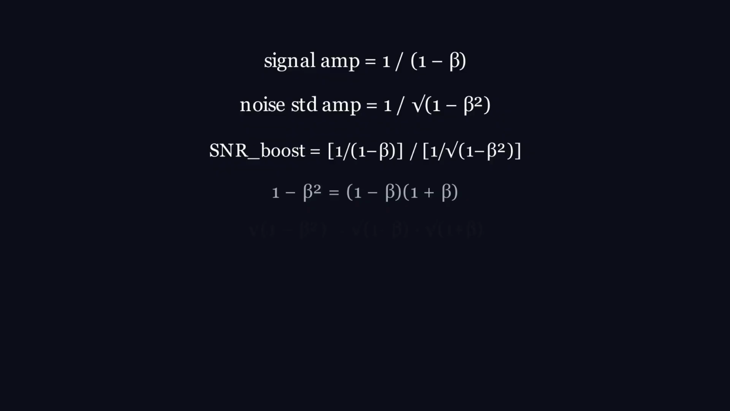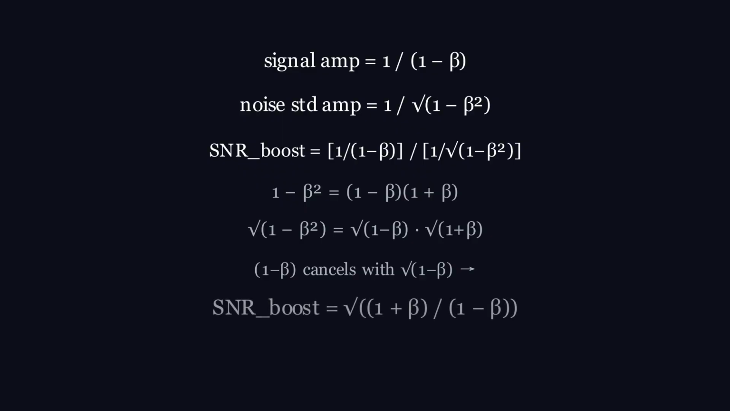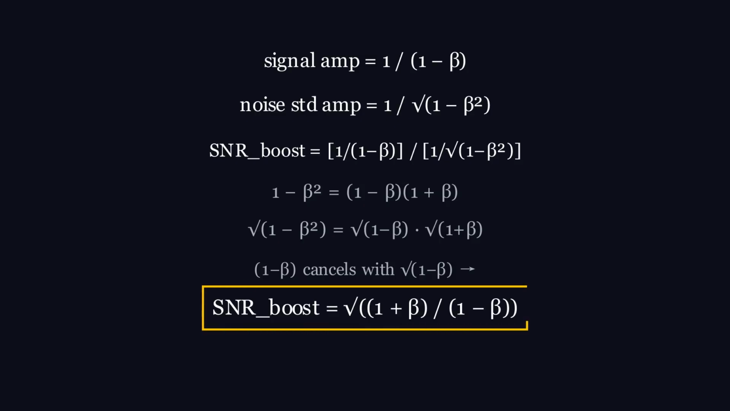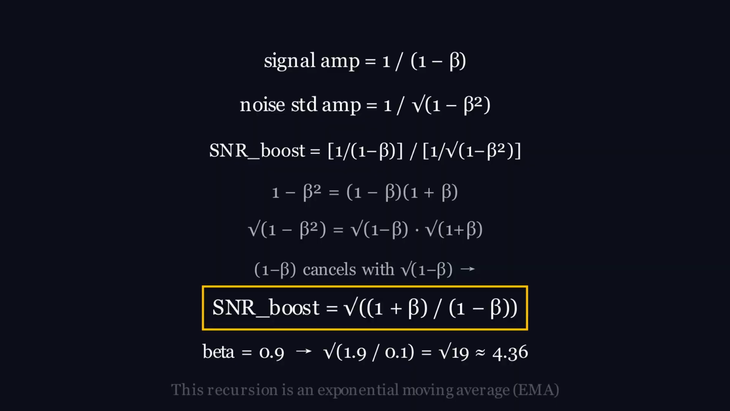Simplify using the factorization: 1 minus beta squared equals 1 minus beta times 1 plus beta. Taking the square root, the square root of 1 minus beta squared equals the square root of 1 minus beta times the square root of 1 plus beta. Plugging back into the ratio, the 1 minus beta in the denominator and the square root of 1 minus beta in the numerator cancel, leaving the square root of 1 plus beta divided by 1 minus beta. At beta equals 0.9, the square root of 1.9 over 0.1 equals the square root of 19, roughly 4.4. Even with noise growing in absolute size, the signal-to-noise ratio improved by 4.4 times.